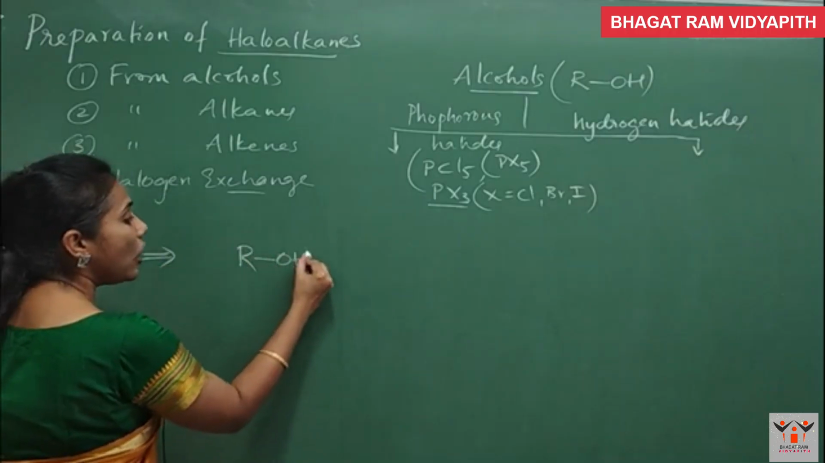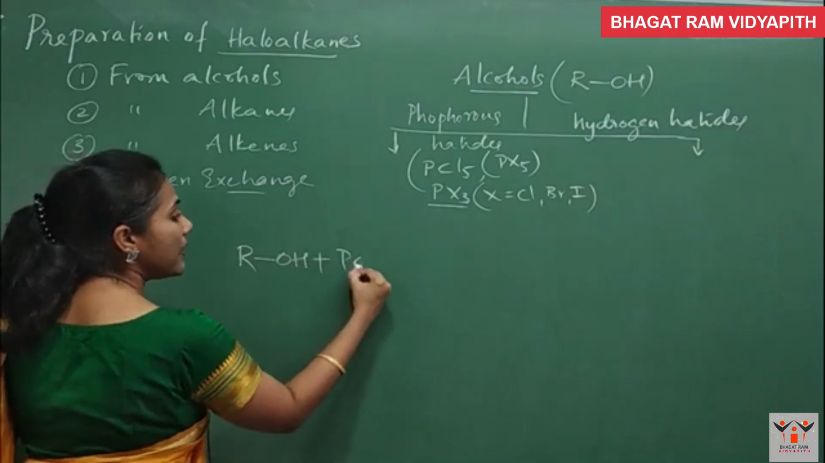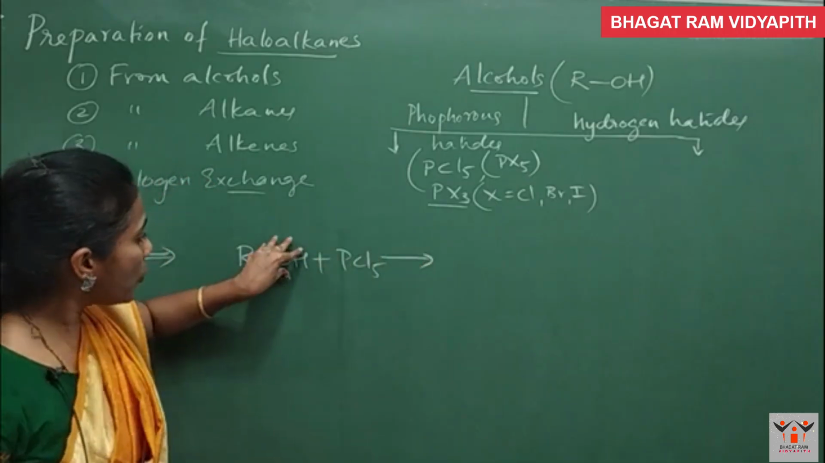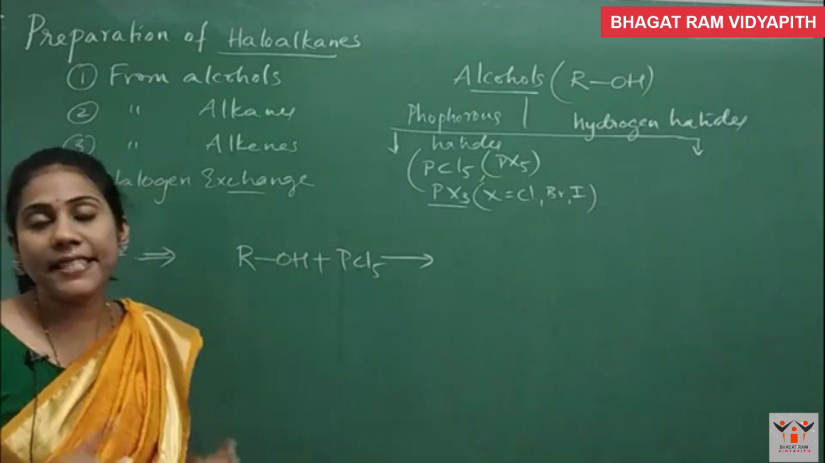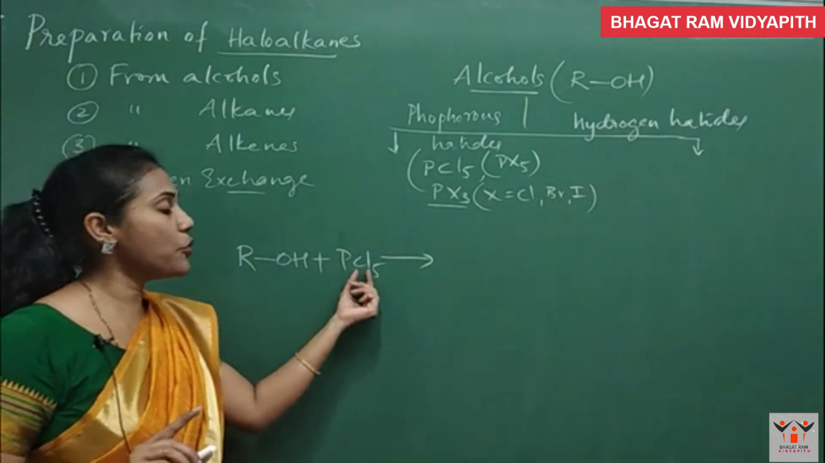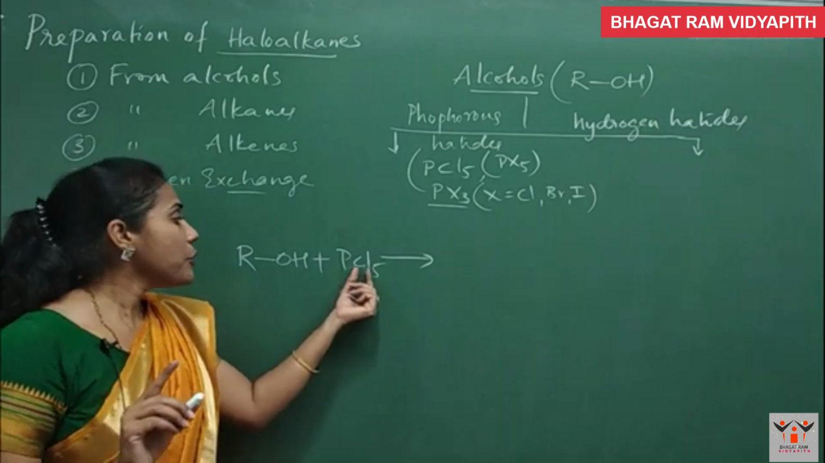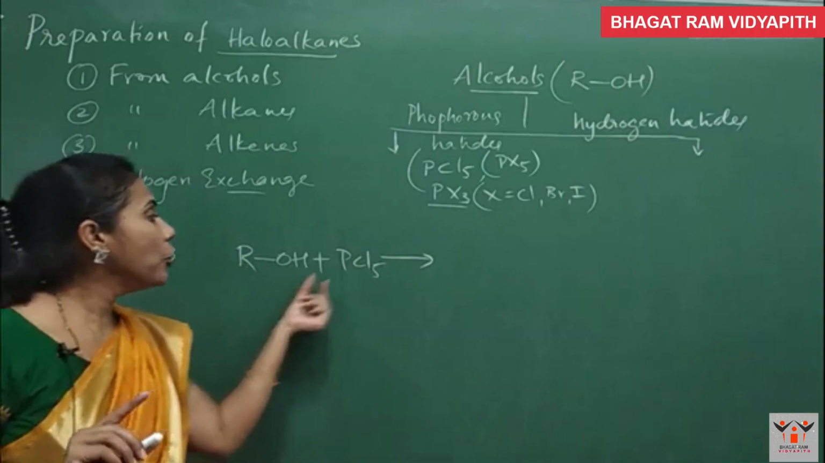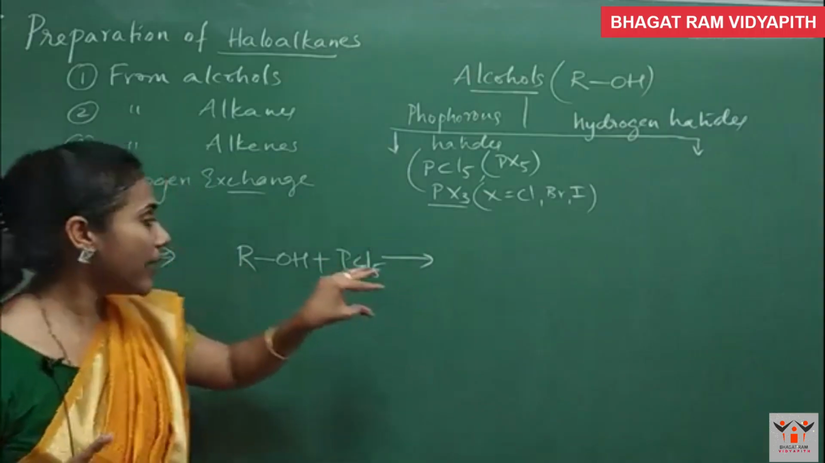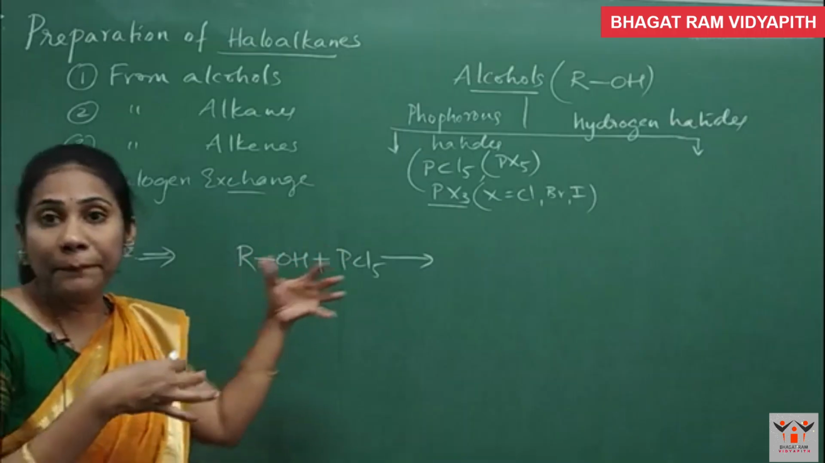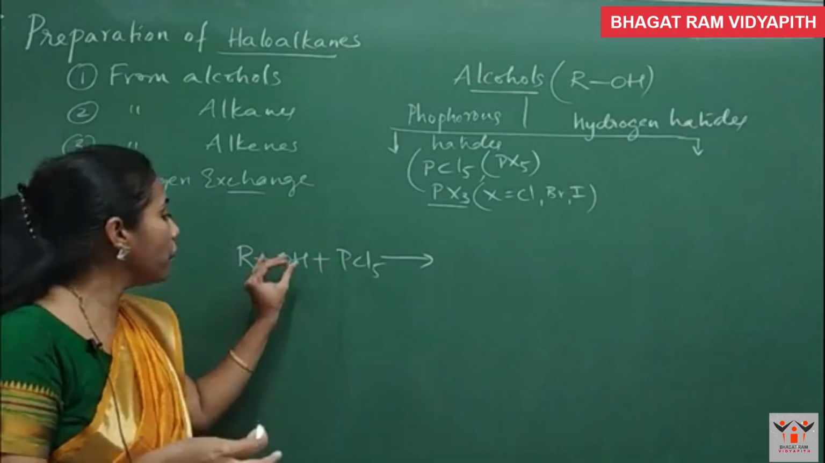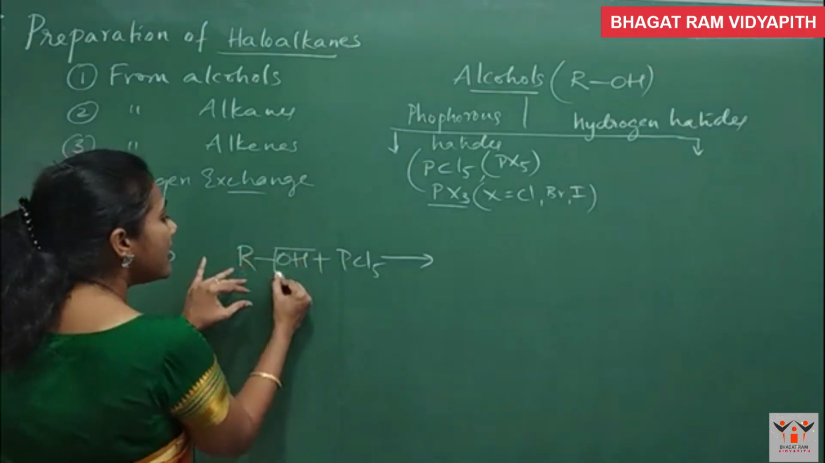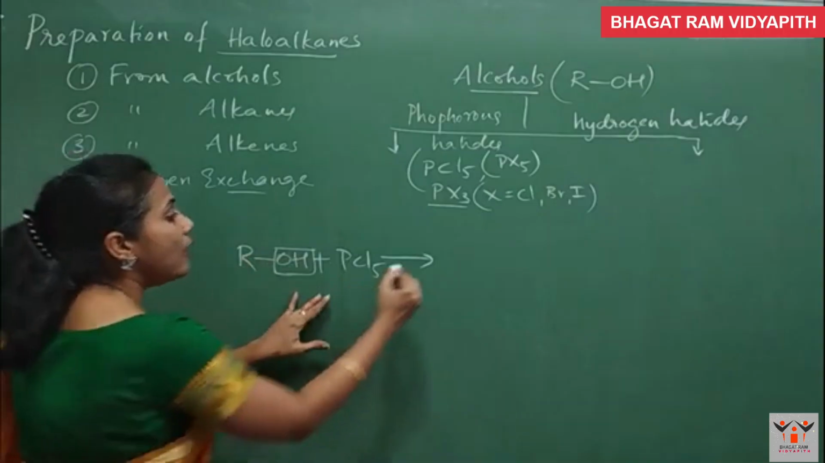When you take alcohols and treat them with PCl5, the OH gets replaced by Cl. Cl is the most electronegative atom, so this electronegative atom attacks the R group and the OH group goes outside. So it is just the replacement of the OH group with Cl. If I replace this OH group with Cl, what do you get?